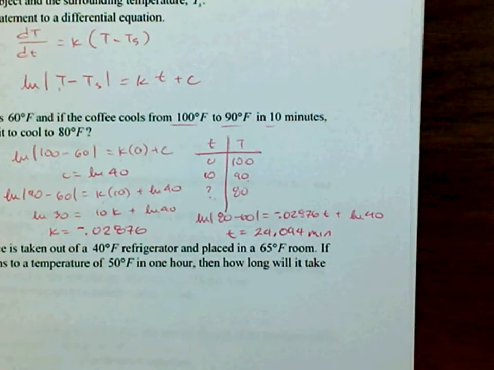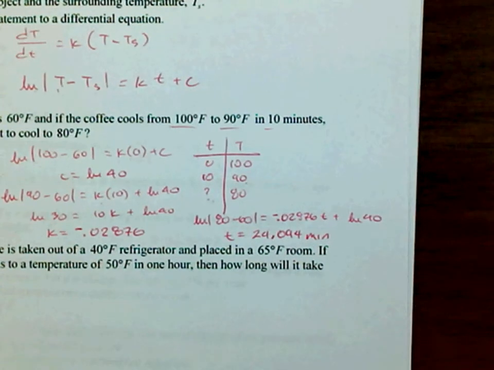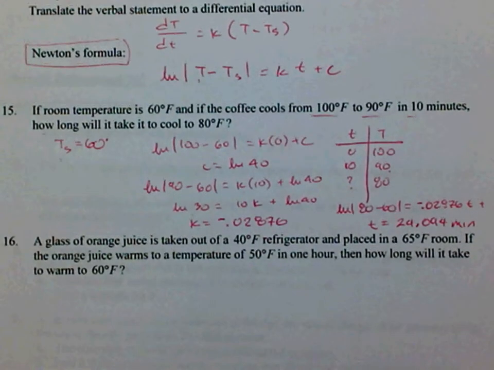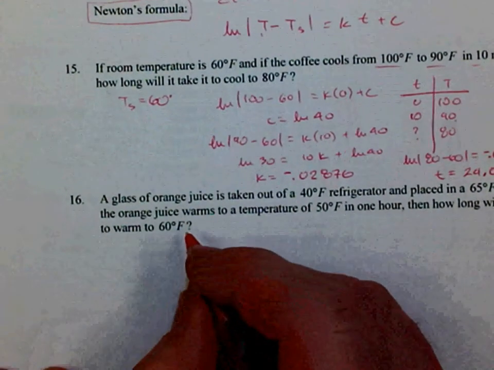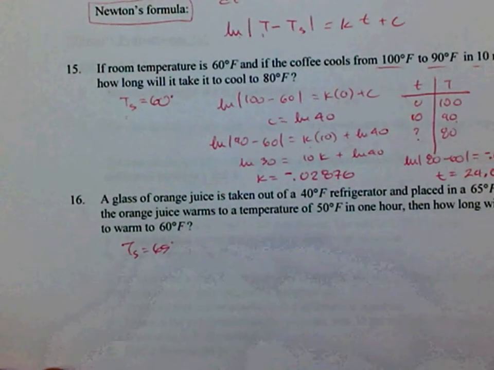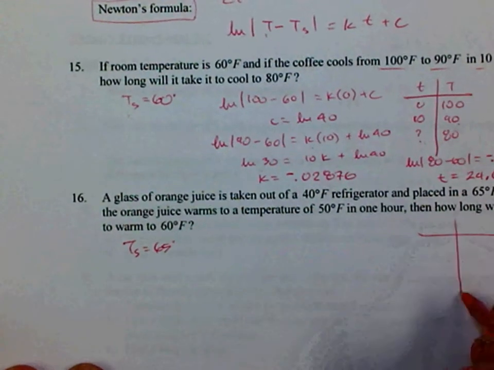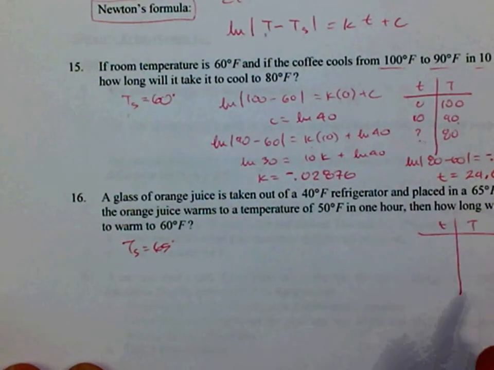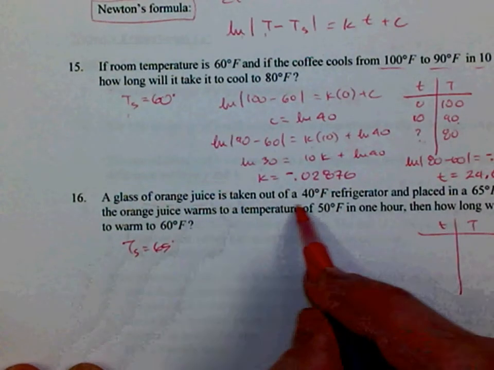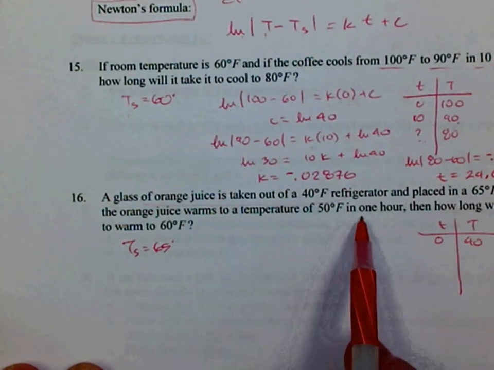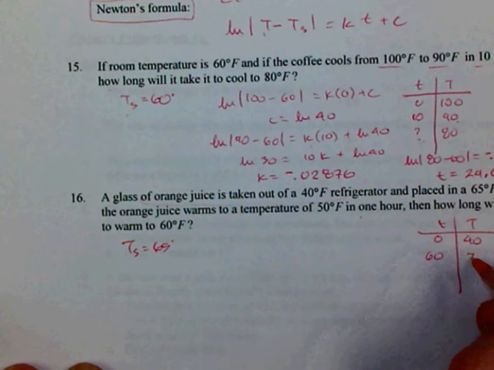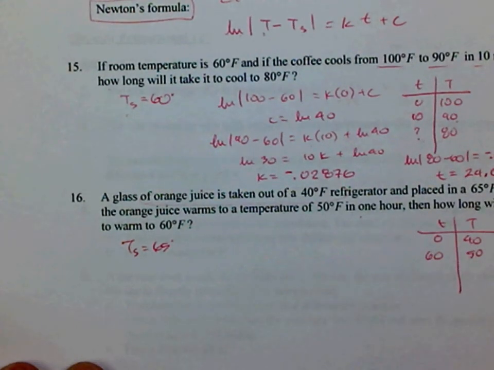Let's do another one just like that. In 16, the glass of orange juice is taken out of the refrigerator at 40 degrees and placed in the 65 degree room. That means the surrounding temperature, T sub S, will be 65 degrees. And again, just to give you a map of where we are, taking the information from here, we've got orange juice that was 40 degrees, and in 1 hour, 60 minutes, we're at 50 degrees. How long will it take to warm to 60 degrees?